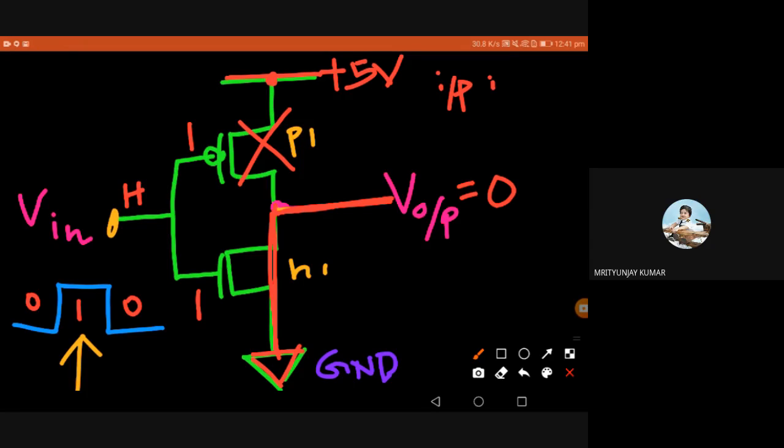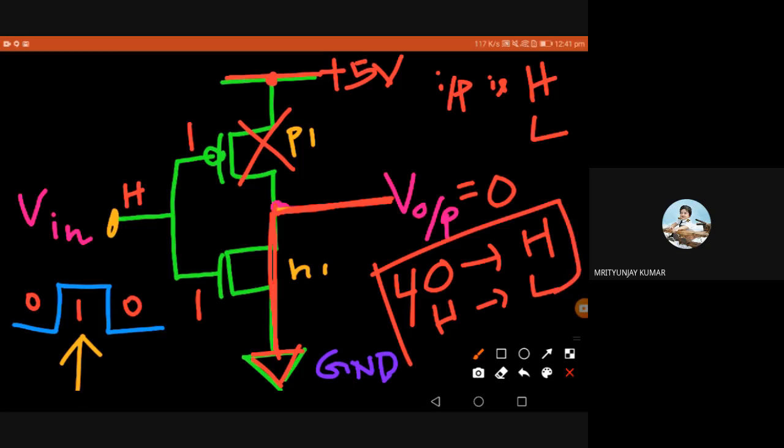So we can say input is high, output is low. What we got: when input is low, we got output high. When input is high, we got output low. So what is the behavior of the circuit? This is just an inverter, a NOT gate. Clear?